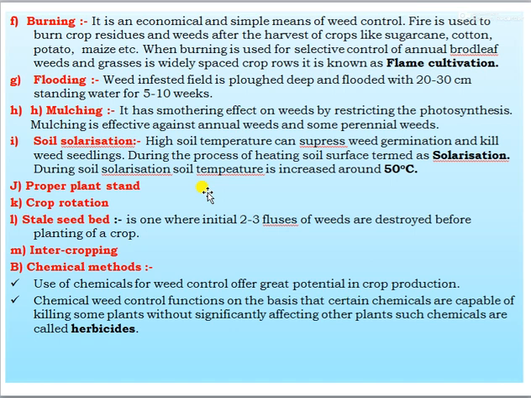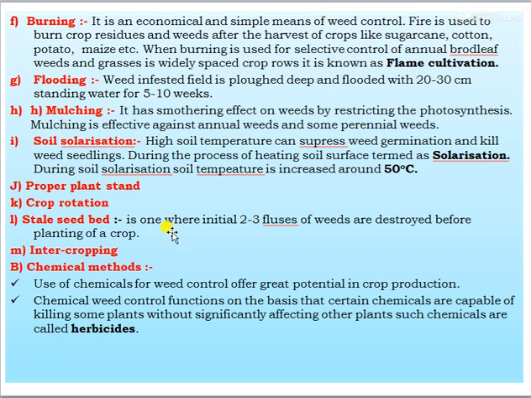That acts as a bioagent for biological control of the plant, or gives a smother effect, or as a cover crop it helps to control the weeds. Then crop rotation. In crop rotation, especially the legume followed by cereal rotation system is helpful to keep the field in a weed-free condition.